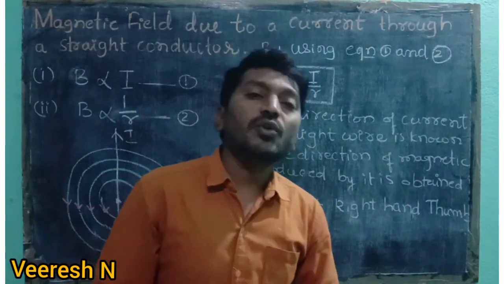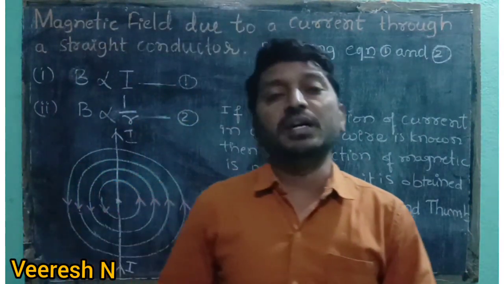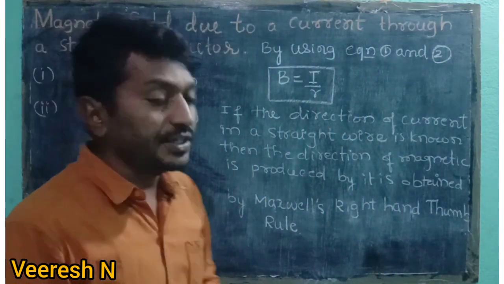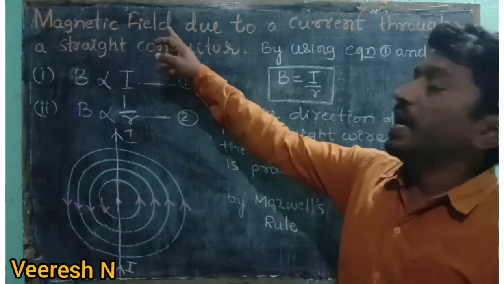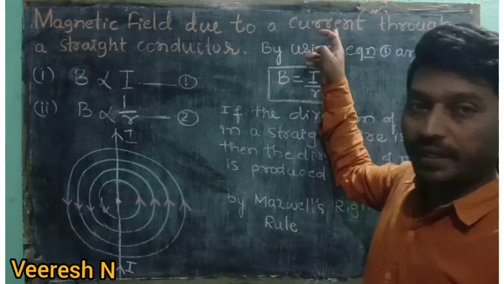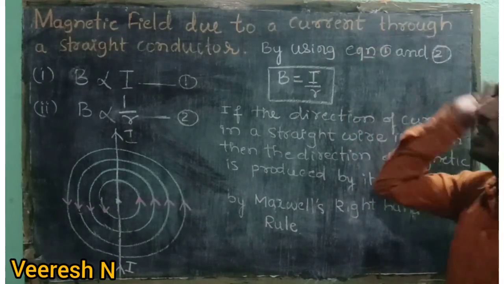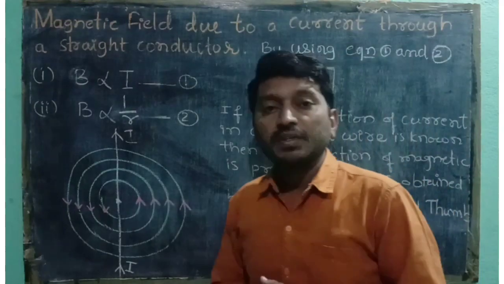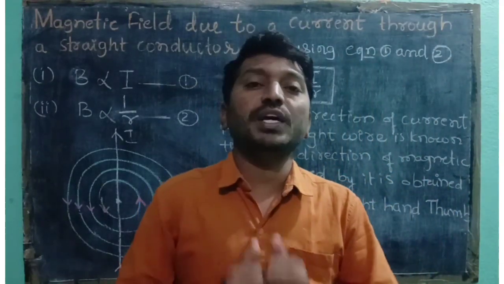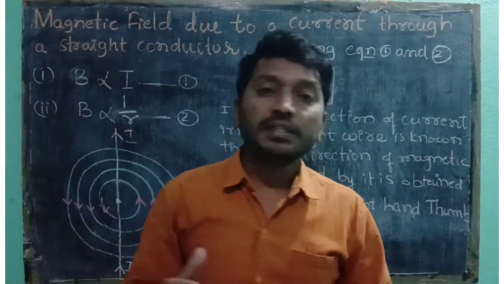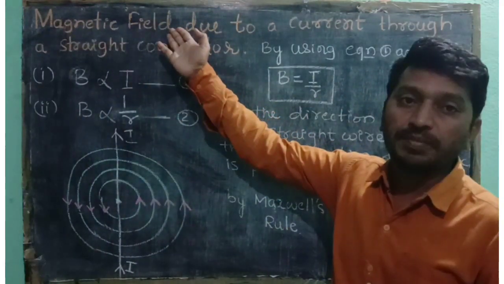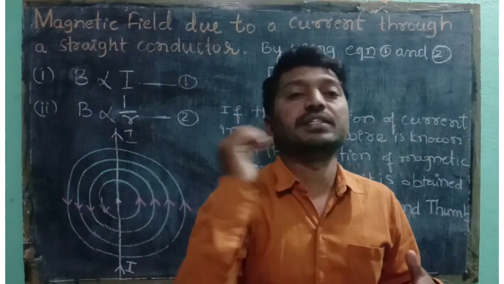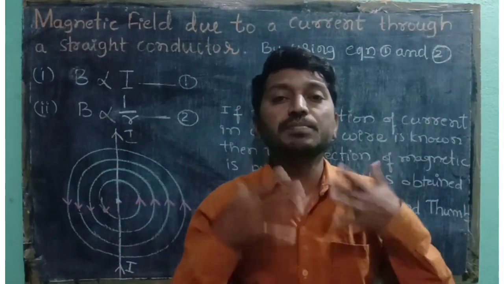So today we are going to study the continued part of the magnetic effect of electric current, session 2, right? Now, magnetic field due to a current through a straight conductor. So what happens here? When the current is flowing through a straight conductor, the magnetic field is produced.